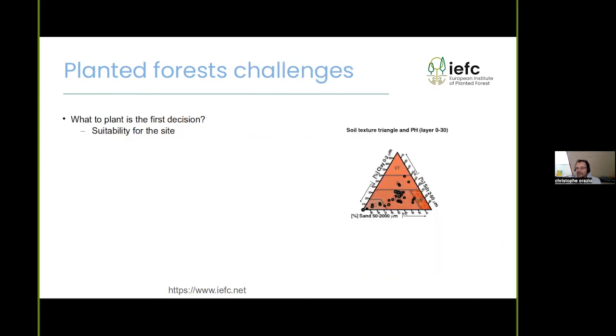But planted forests are unique because they rely on a planter decision. The first decision is to decide what to plant. And this is why it is important to know well the genetics and to have a good genetic resources management, to have something that is suitable for the site.